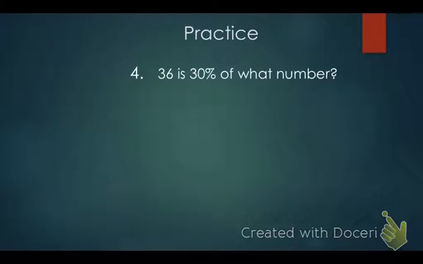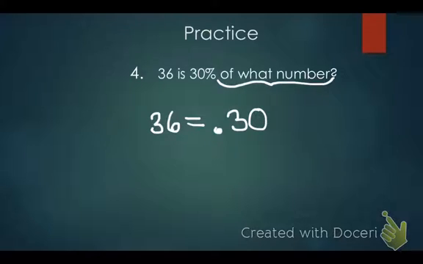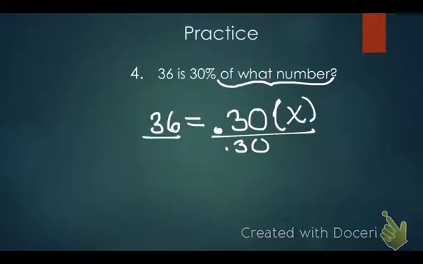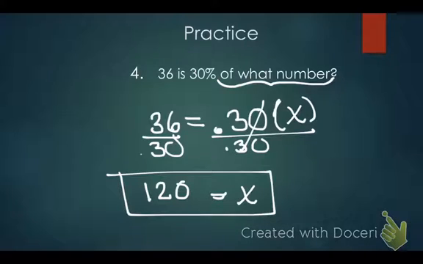Let's do number 4 also by the equation method. 36 is 30% of what number? So 36 is means equals 30%. Change it to a decimal would be 0.30. I don't know the of means multiply, and I don't know what that number is, so I'm going to say times x. So 36 equals 0.30x. To solve this, to isolate x, I would divide each side by 0.30, which would result in x equals 120. And there's my answer. And again, I'm not looking for percent, so it's just 120.